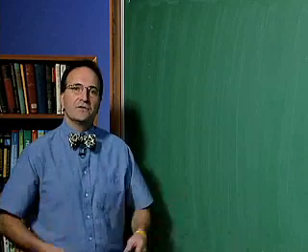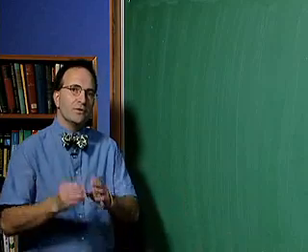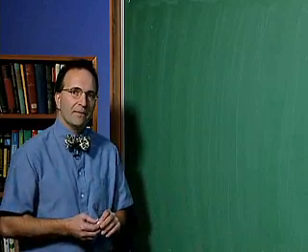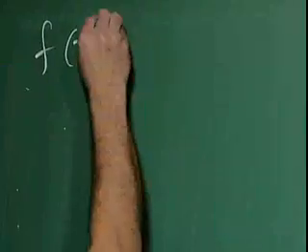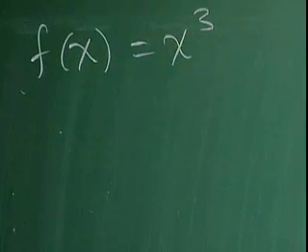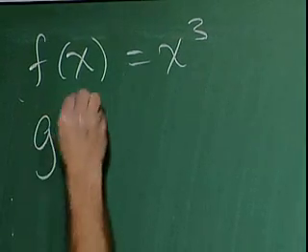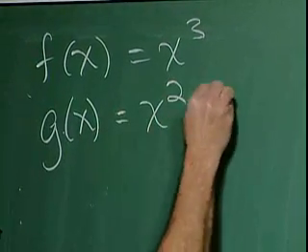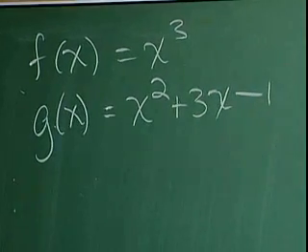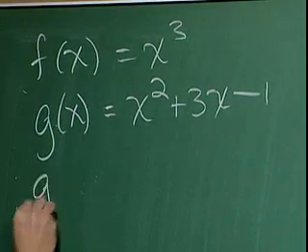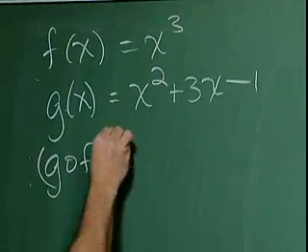Let's find out how you did on that problem. Let me do it for you and see if you had the same answer that I get. So we had f of x is equal to x cubed, and we had that g of x was equal to x squared plus 3x minus 1. And we were asked to find g of f of x.